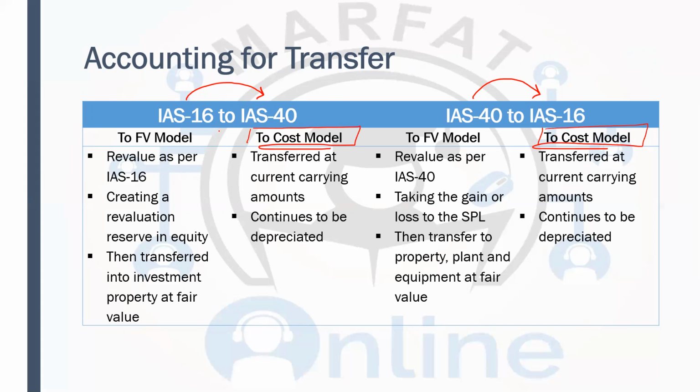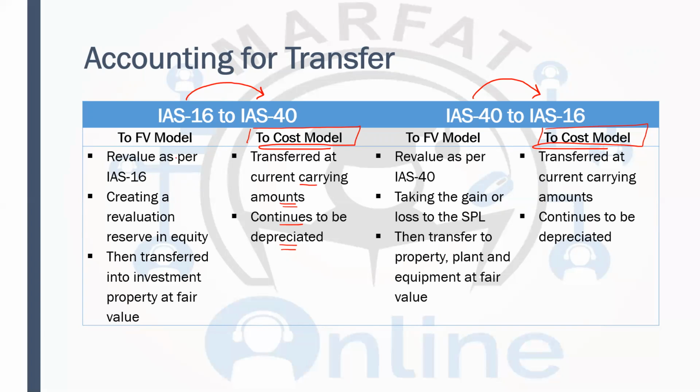The property will be transferred from IAS 16 to 40 and 40 to 16 at the current carrying amounts, and it continues to be depreciated because both of the cost models are the same: cost minus accumulated depreciation. So if it is the movement from cost to cost model, there is not going to be any change in that.